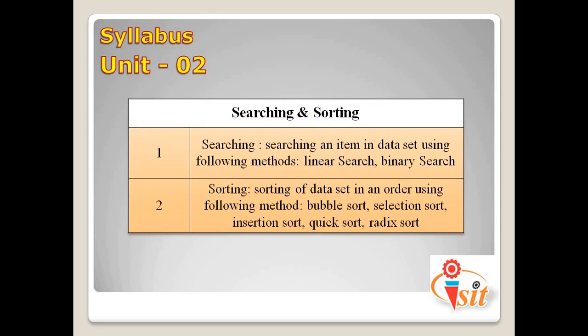In unit 2 we are going to discuss searching as well as sorting. Here we are going to learn the techniques related to searching, that is linear search and binary search. Also we are going to learn some sorting techniques like bubble sort, selection sort, insertion sort, quick sort, as well as radix sort. And here we are going to implement the linear search, binary search, as well as the sorting techniques using the C programming language.